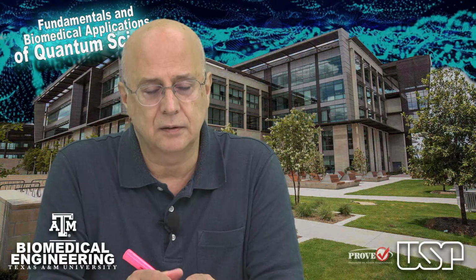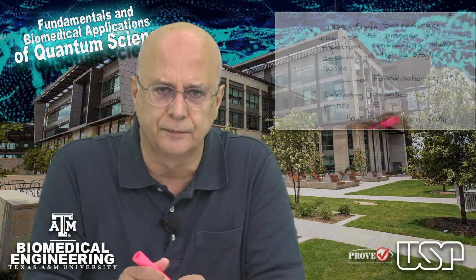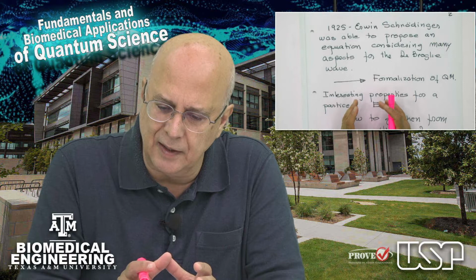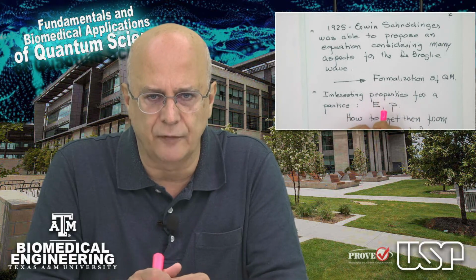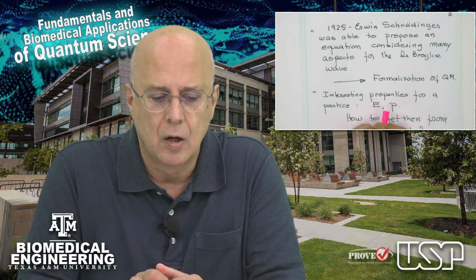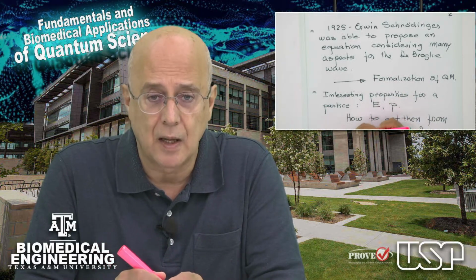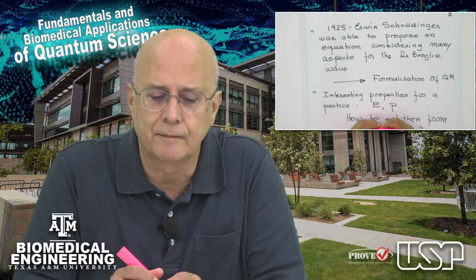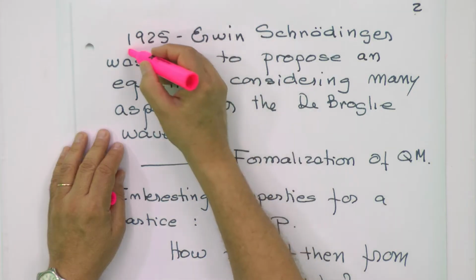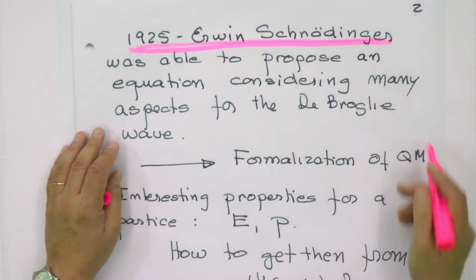Well, everything starts when Erwin Schrödinger, a guy from Austria, long ago, about 100 years ago, was able to study all this, looking at the aspects of the de Broglie wave, and was able to make a formulation, or come up with a hypothesis that he believed was the fundamental hypothesis of quantum mechanics, and a generic way of solving the problem. So that's why we call the equation that we're going to present to you the Schrödinger equation.